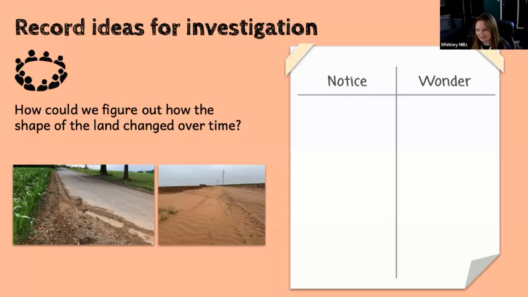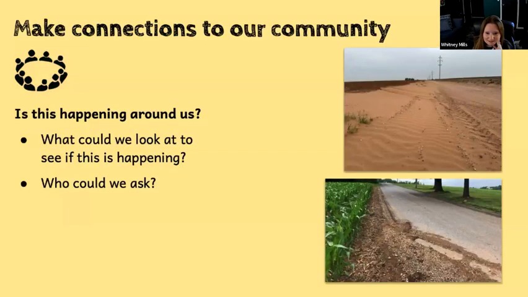Okay, let's go to that next slide. So maybe it is happening more than we think around us. So what could we look at to see if this is happening around us? Who could we ask? And you can type some of your ideas into chat. What can we look at? Could we ask someone about this? Is there anybody that we might know if things are moving around us?